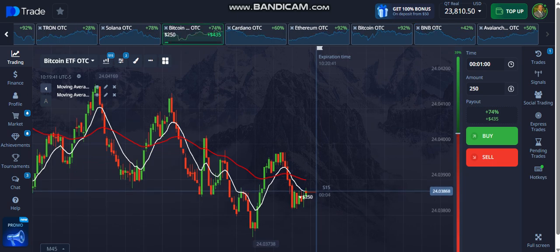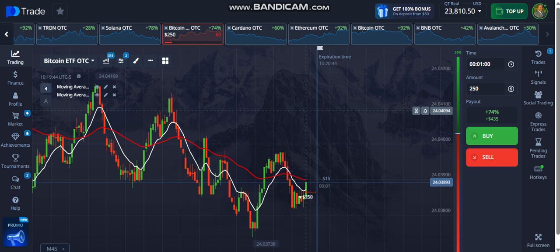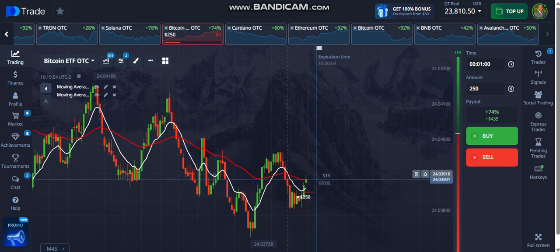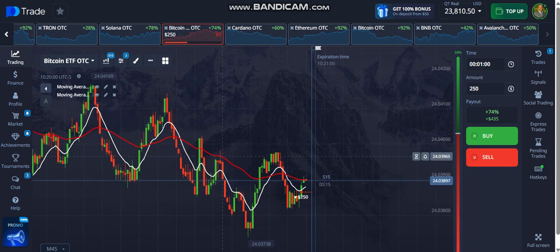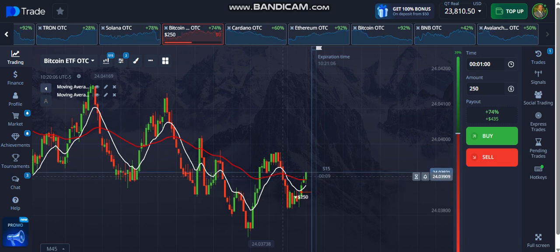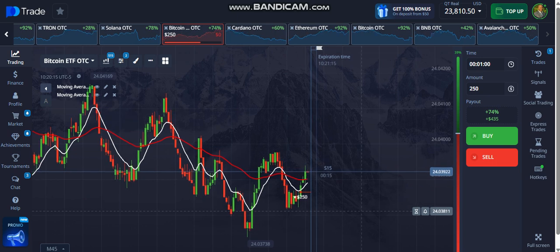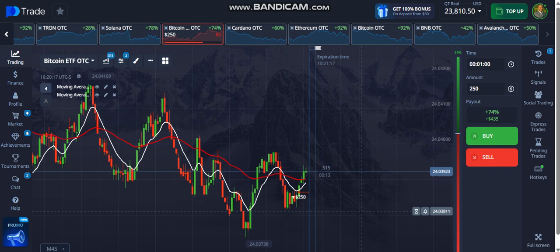Okay, so I'm on the Bitcoin ETF OTC crypto, and first step, as usual, is wait for the 10 EMA to cross the 50 EMA. We're looking at a general bearish trend in the crypto, and so after it crosses, I wait for the retracement, the price to retrace back to the 10 EMA, and let's monitor this trade.